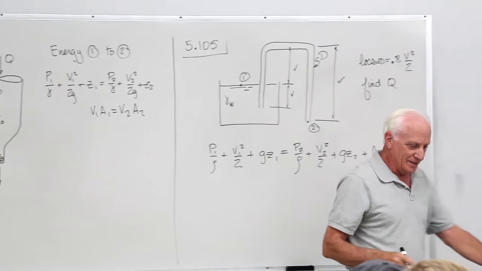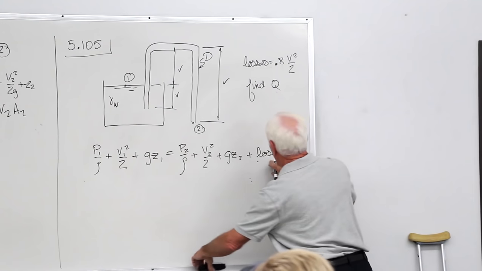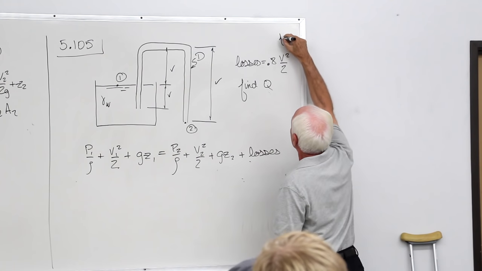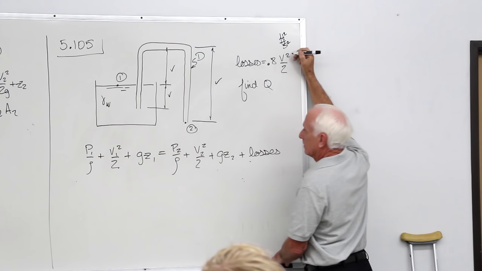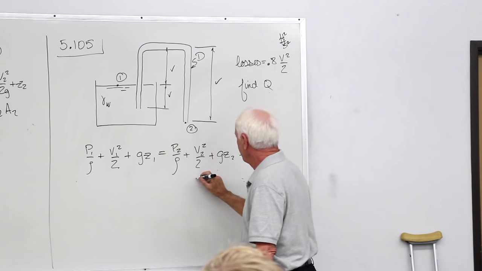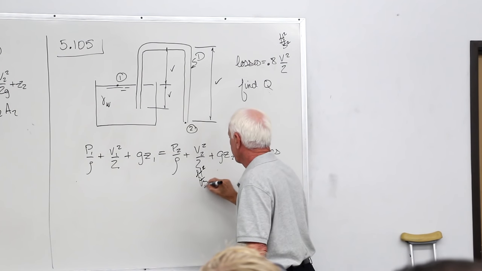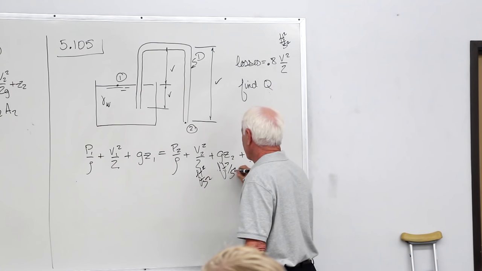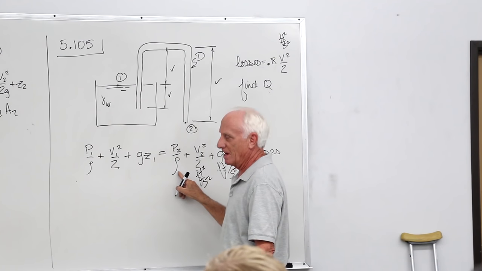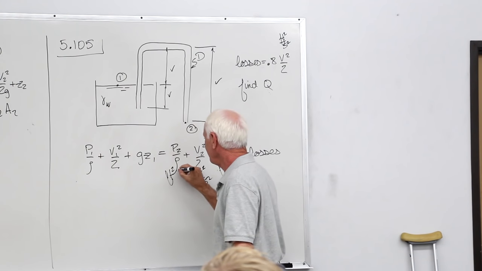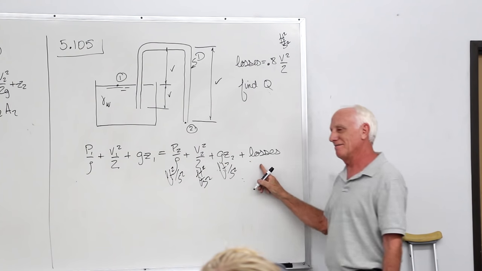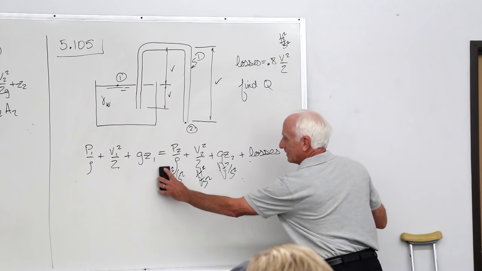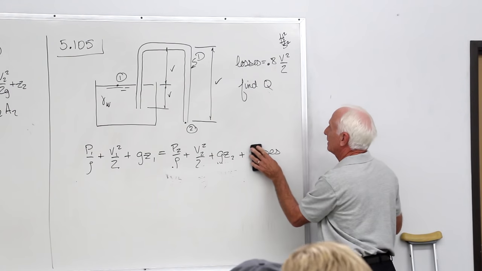So I put the middle one here. Why? Because then I'm going to get rid of the losses, and I better have, what's the units here? This guy better have the same units that those guys have. Okay. All I do then is I put him right here.